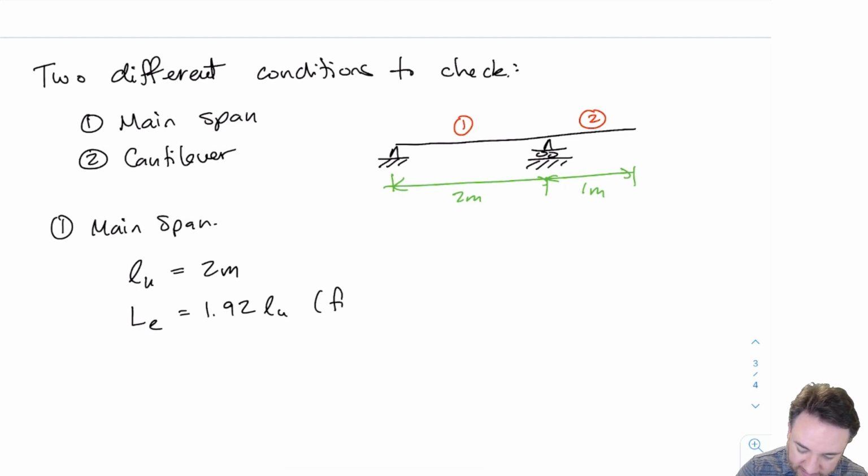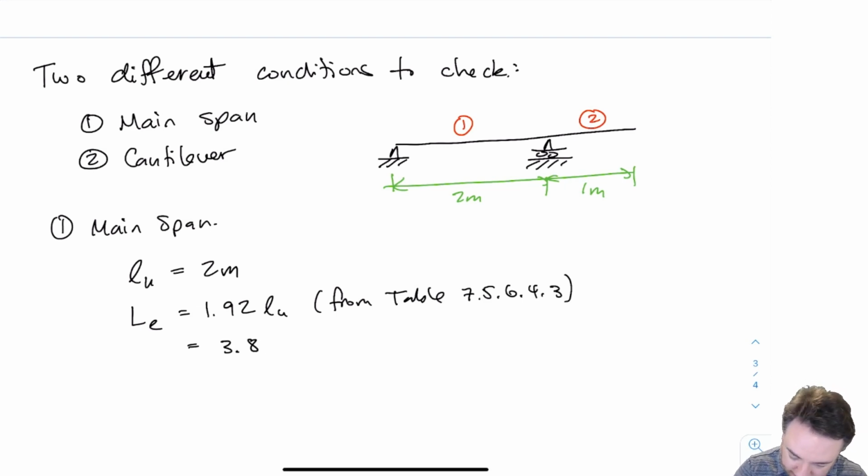And we got that from table 7.5.6.4.3. Quite a mouthful. And if I calculate that out, I'm going to get 3.84 meters. Okay, so now I know my LE, I can calculate my lateral stability slenderness factor for lateral torsional buckling. And you will recall the equation is like this, LE times D divided by B squared.